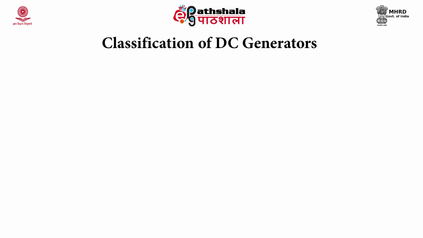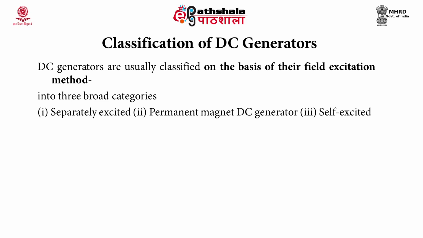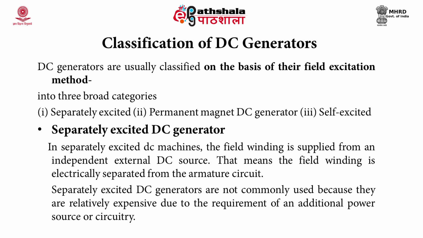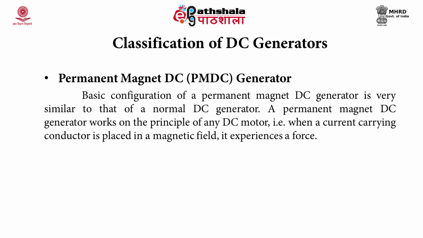Coming to the classification of DC generators. These generators are usually classified on the basis of their field excitation method. They are classified into three broad categories: separately excited, permanent magnet DC generator, and self-excited generator. In separately excited DC machines, the field winding is supplied from an independent external DC source. That means the field winding is electrically separated from the armature circuit. Separately excited DC generators are not commonly used because they are relatively expensive due to the requirement of an additional power source or circuitry.